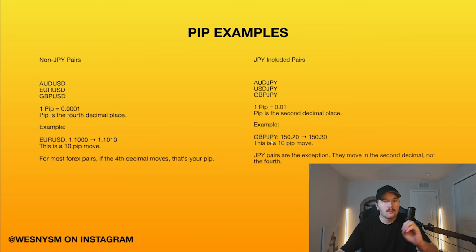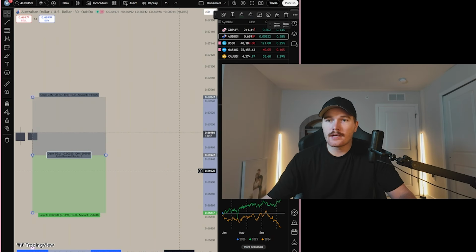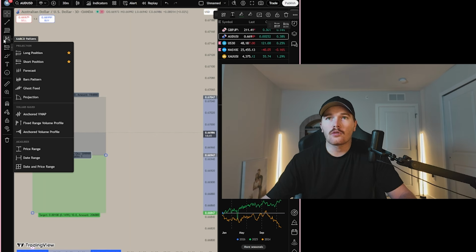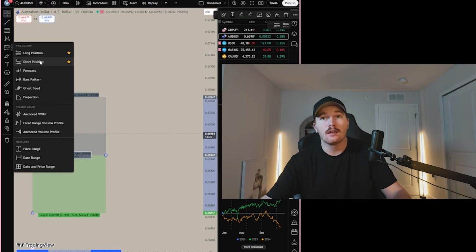They move in the second decimal, not the fourth. Now, I want to actually go over to TradingView, and I want to show you guys how you can calculate pips. Very, very easy. I want to show you guys this tool right here. If you go to the fifth tool down, the short and long position, you should favorite these on the side.